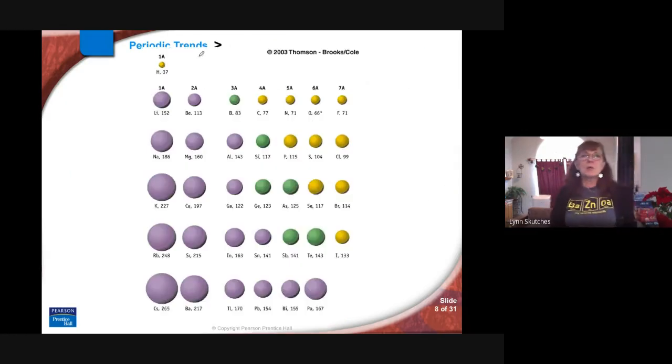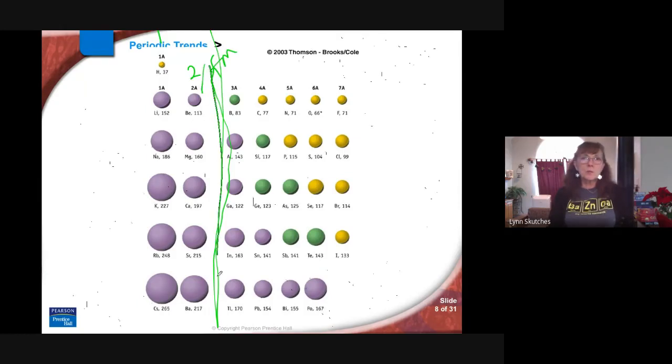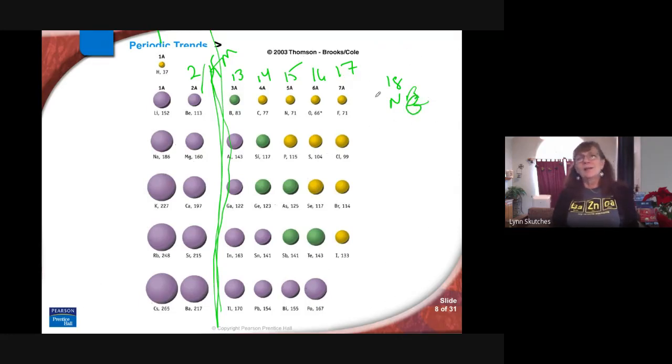This image tries to give you a relative size of group 1, alkali metals, group 2, alkaline earth metals. We skip the transition metals. This is the d block that is missing. We're just focusing on the representative elements. 3A is now 13, 4A is 14, 15, 16, 17, and group 18, the noble gases that are too good to interact with anybody, are off over here.